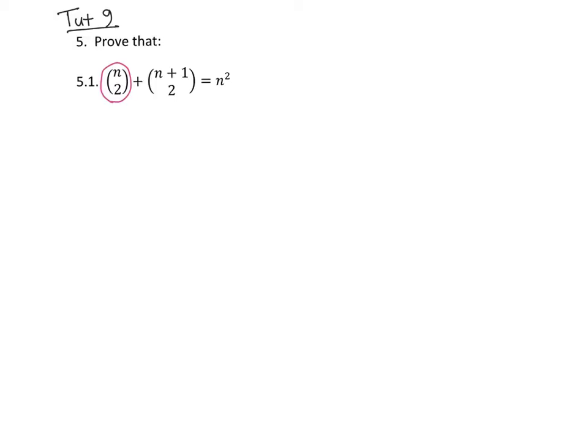In this video, we're going to have a look at Tutorial 9, question 5.1. This is a general sort of question that asks you to prove an identity involving combinations, so things of the sort n choose 2. The basic method that we're going to use is we're going to show that the left-hand side, that is this guy over here, is equal to the right-hand side.